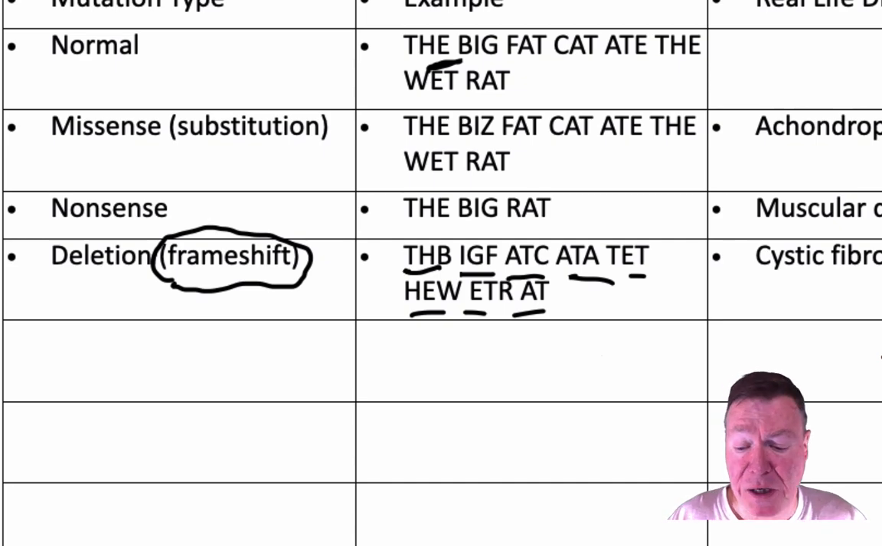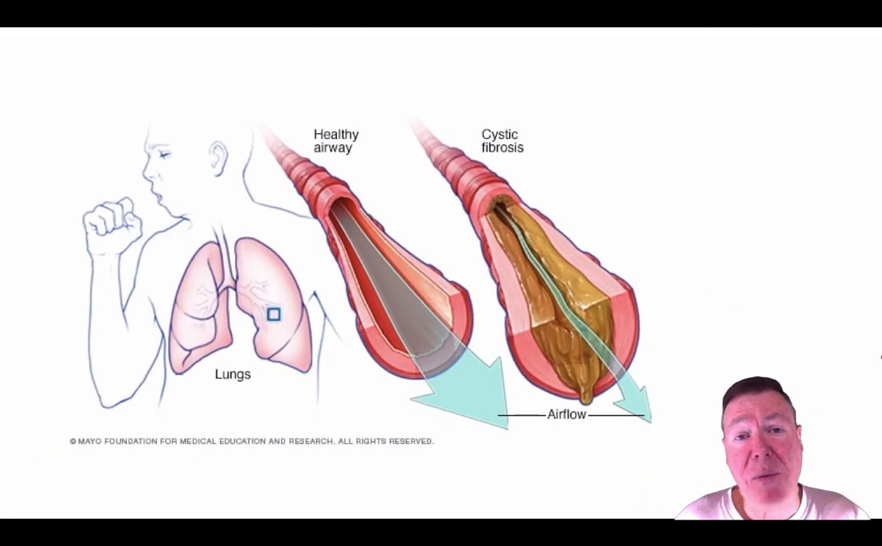An example of this would be cystic fibrosis. Cystic fibrosis is a disease or a disorder where your lungs and your pancreas fill up with this really thick, sticky mucus.